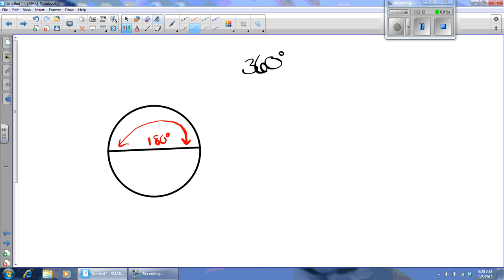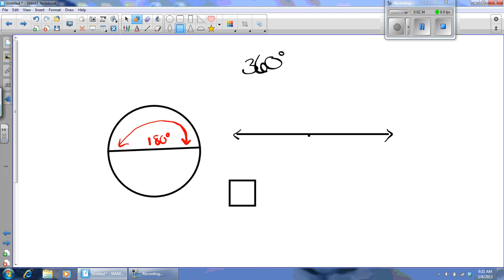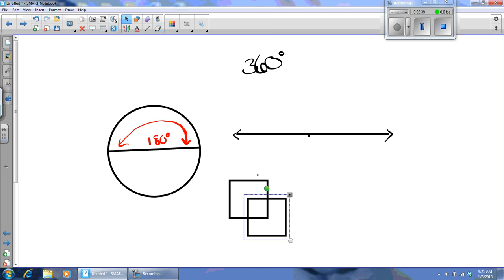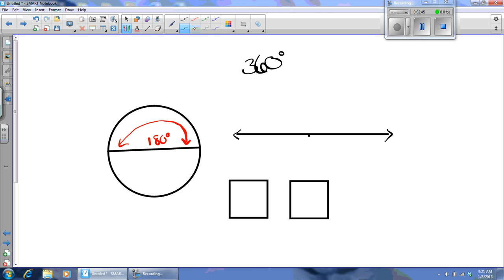I've got a strange question for you. Do you know how many degrees are in a line? You should be able to tell me based on what I just said. But if you don't, let's go ahead and take 2 squares. Let me get a square out here. Okay, I've got a square, and I'm going to clone him. I know that each square has 4 right angles, right? So that's one right angle, that's 90 degrees. And then this is a right angle, and that's 90 degrees.